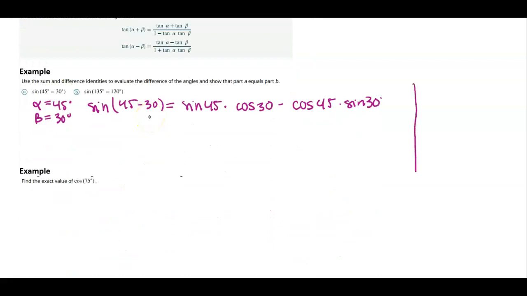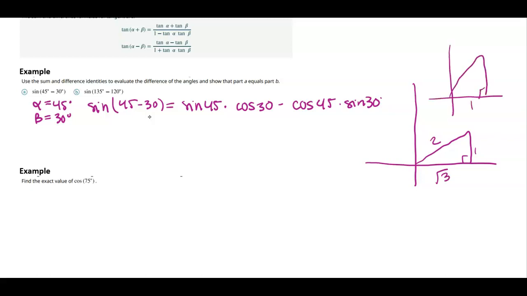All right, let's use our unit circle, right triangles, whatever it is that you need in order to find these sines and cosines.